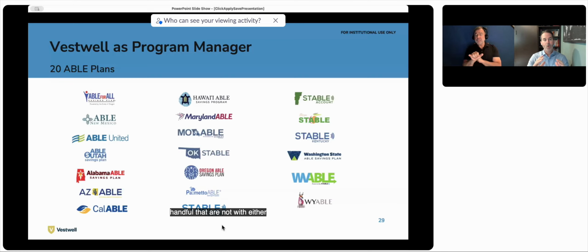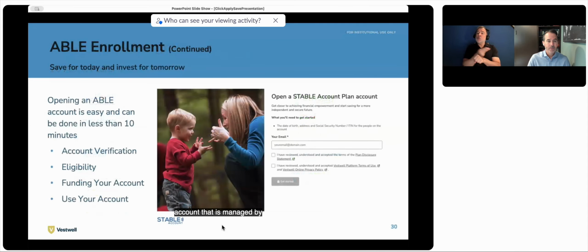Those core tenets, that core aspect of it, should stay the same. And we're happy to answer any of those detailed specific questions for you at any time. But I'm going to walk you through the enrollment flow if you are opening an account that is managed by Vestwell. So if you could go to the next slide, please.